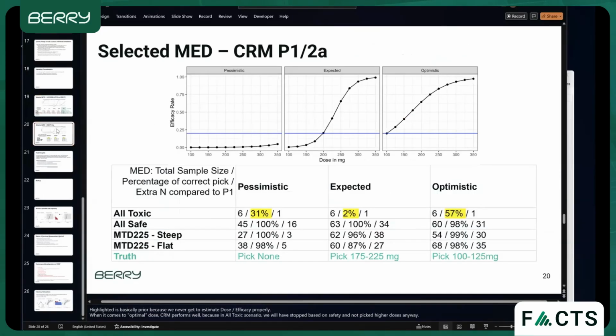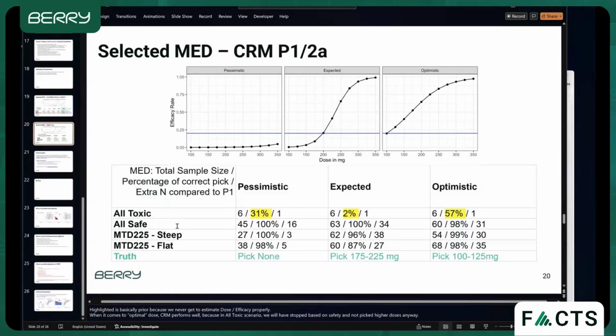And then another thing that you can do to see how well this combined phase 1, phase 2A works is to just combine the dose toxicity scenarios that you have with different dose efficacy scenarios, and make sure that in all the combinations of different dose toxicity and dose efficacy relationships, it picks the dose that you would expect it to pick.